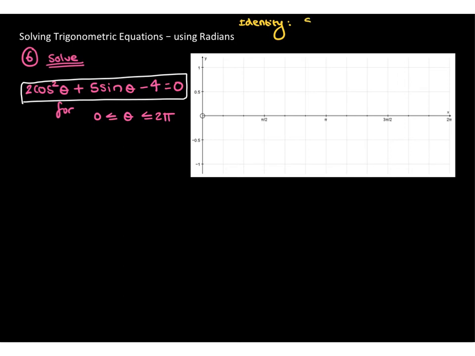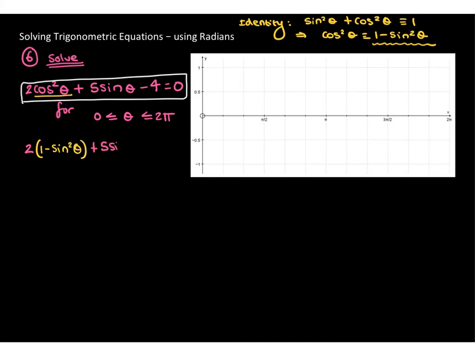So the identity tells me that sine squared theta plus cos squared theta is equivalent to 1, and that tells me that cos squared theta is equivalent to 1 minus sine squared theta, and that's perfect because I'm going to replace cos squared theta by the result on the right hand side over here. So what do I have? I have 2, and then in brackets I have 1 minus sine squared theta. Then I have plus 5 sine theta minus 4 equals 0. Now let's expand our brackets.